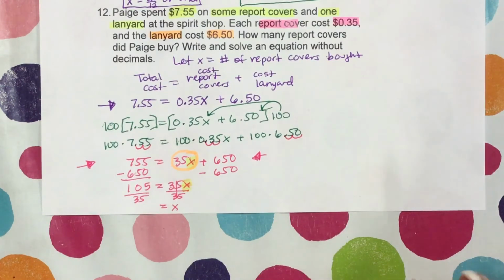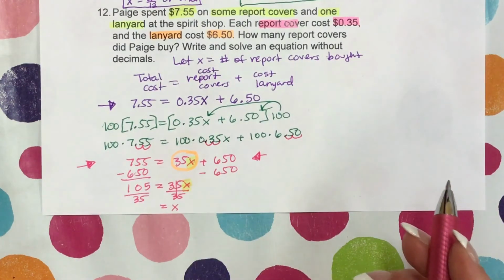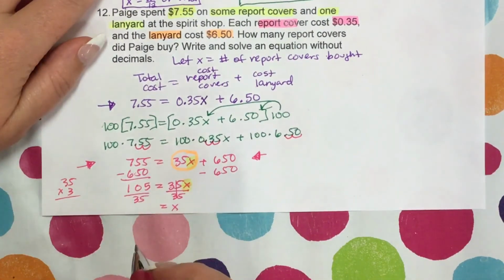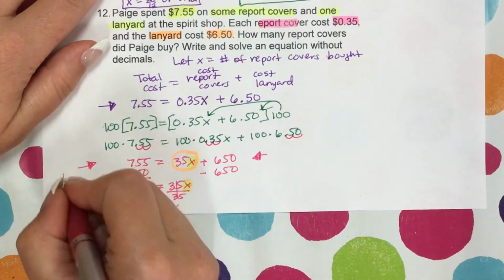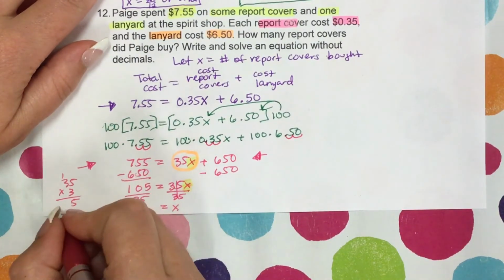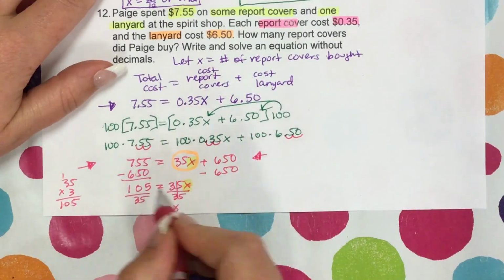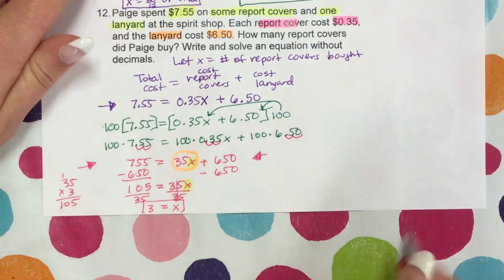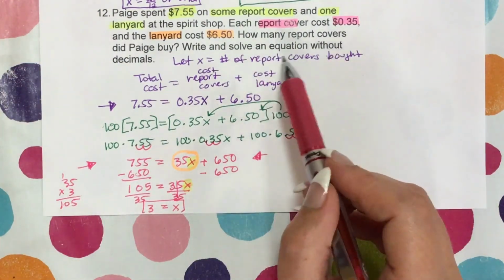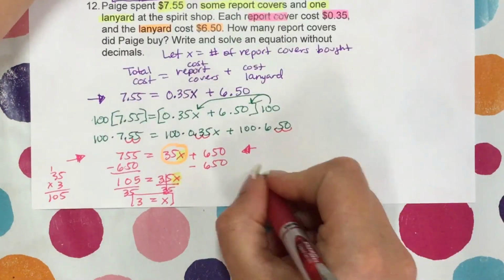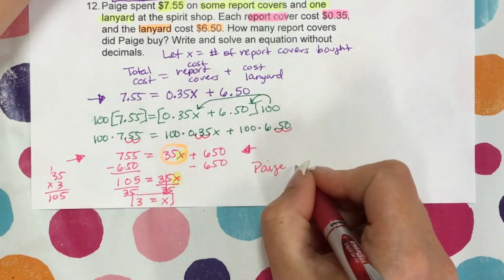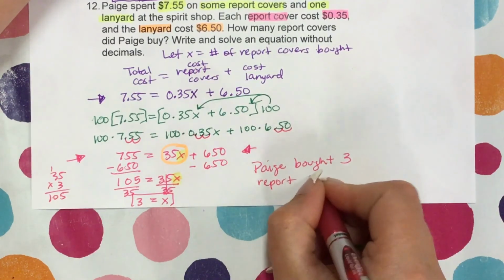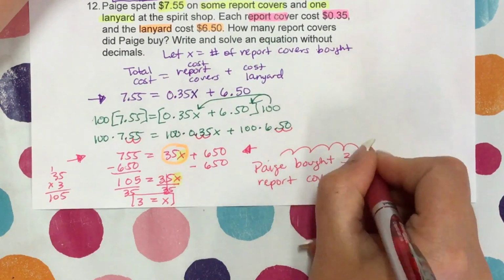I'm pretty sure that 35 times 3 is 105. I'm going to do that on the side. 35 times 3. 3 times 5 is 15. Write the 5, carry the 1. 3 times 3 is 9, plus 1 is 10. So yeah, it's 105. That means 105 divided by 35 is 3. So x equals 3. So when it asks how many report covers did Paige buy, we can say Paige bought 3 report covers. And that's our answer right there.